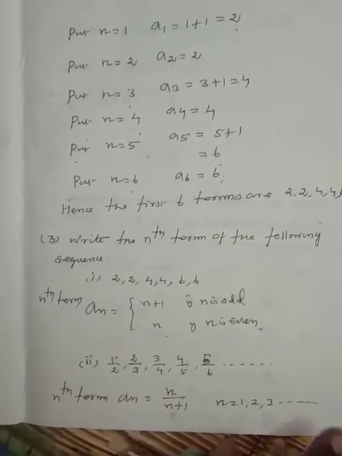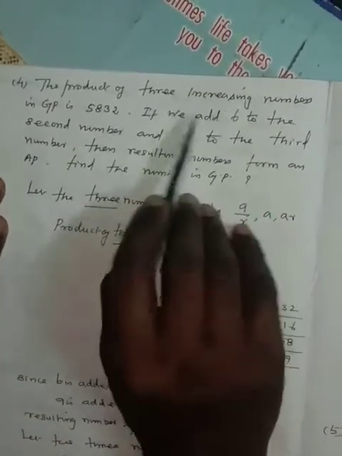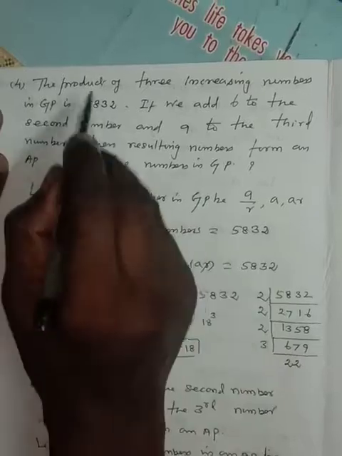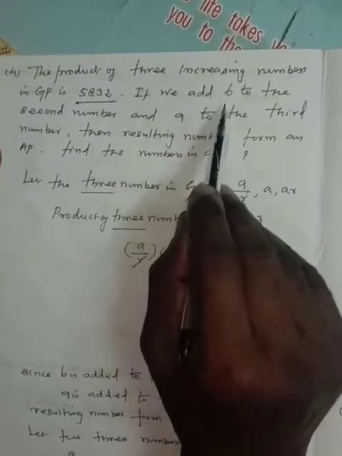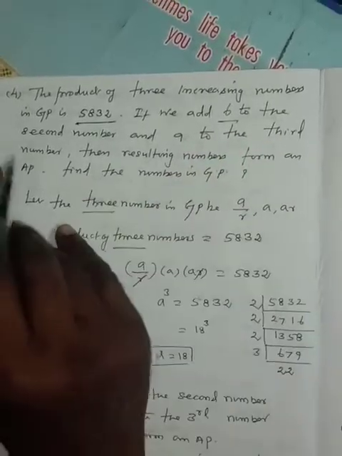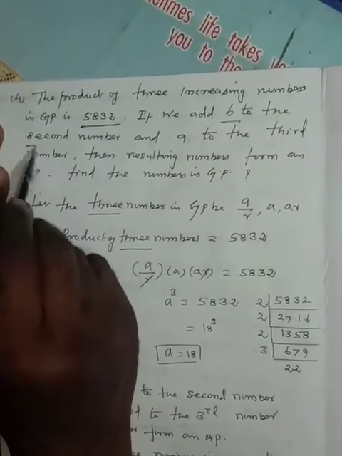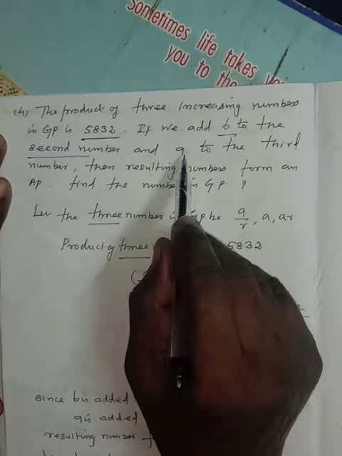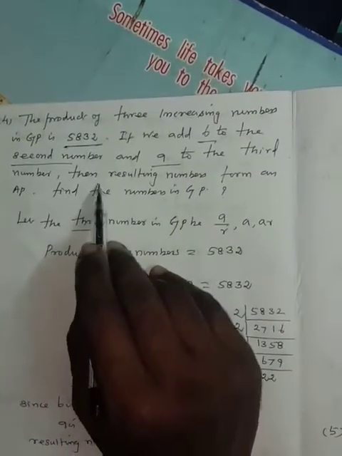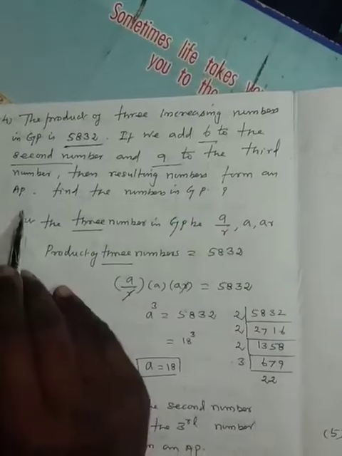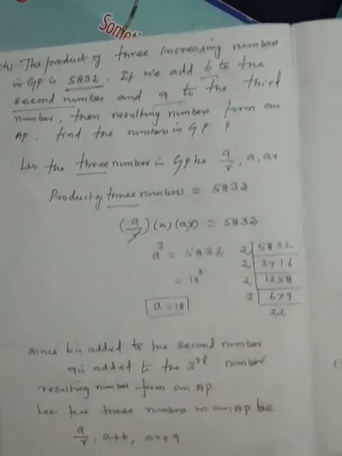The product of three increasing numbers in GP is 5832. If we add 6 to the second number and 9 to the third number, the resulting numbers form an AP. Find the numbers in GP.